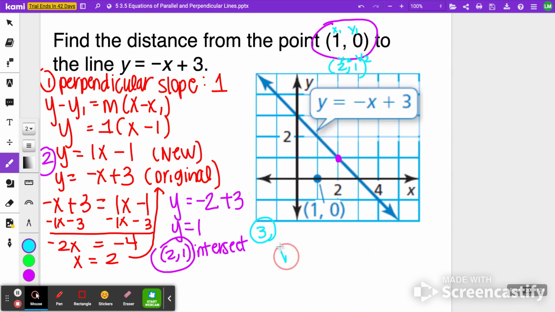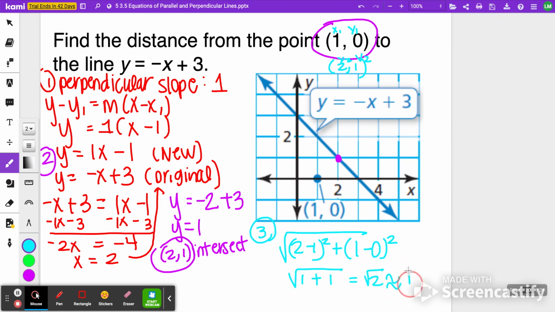That means I'm going to do 2 minus 1 squared plus 1 minus 0 squared. 2 minus 1 squared is 1. 1 minus 0 is 1, and squaring those, both equal 1. So that's the square root of 2, which is approximately 1.4 to the tenth decimal place.